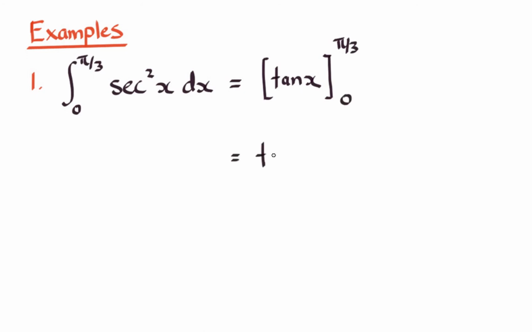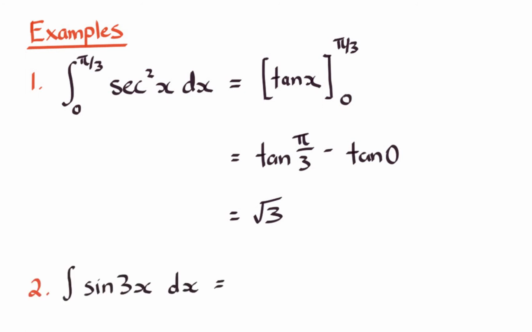Tan of pi on 3 is the first one. And then tan of 0 is the second one. Tan of 0 is just 0, so this bit's going to go, and tan of pi on 3 works out to be the square root of 3. Done.